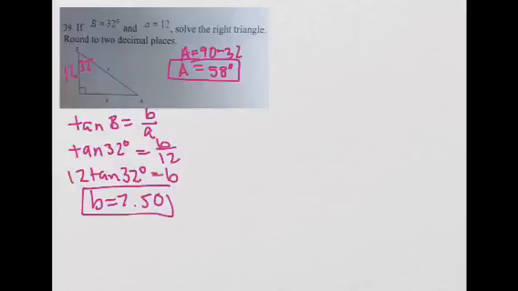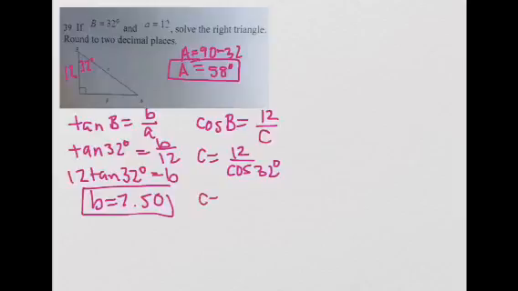For the hypotenuse, we can use adjacent over hypotenuse, so we can use cosine. Cosine of B equals adjacent over hypotenuse. So then C equals 12 over cosine 32. And that is 14.15.